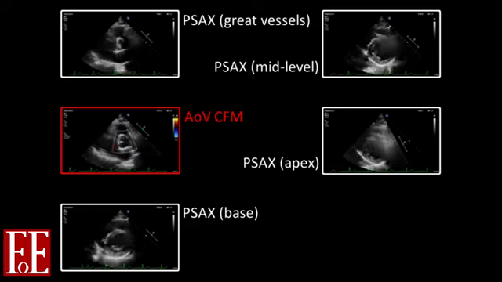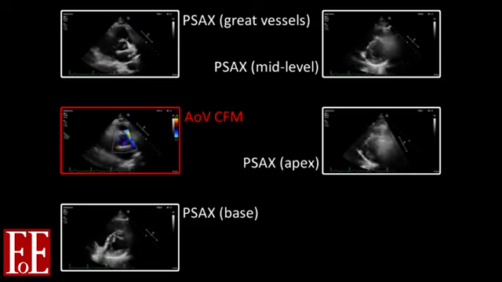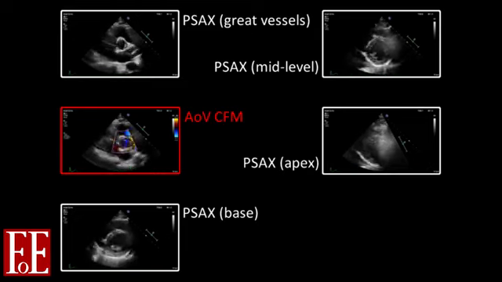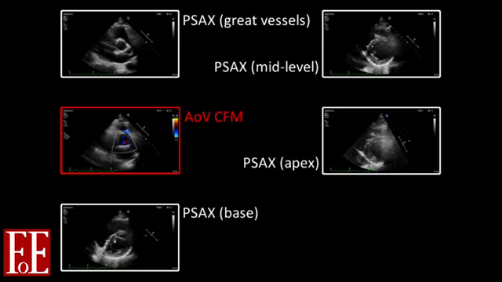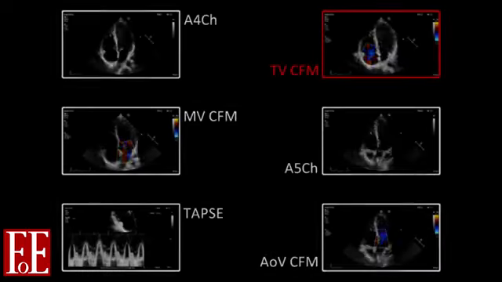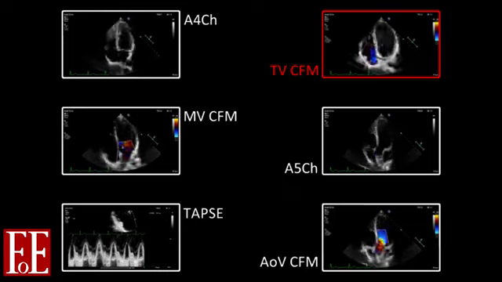We're then going to rotate the probe clockwise 90 degrees to get the parasternal short axis views. We're going to start at the level of the aortic valve. If you like, you can put some colour over the aortic valve, and then we're going to pan down through the left ventricle, first coming to the mitral valve, the basal segments, then down to the mid segments, and finally towards the apex.